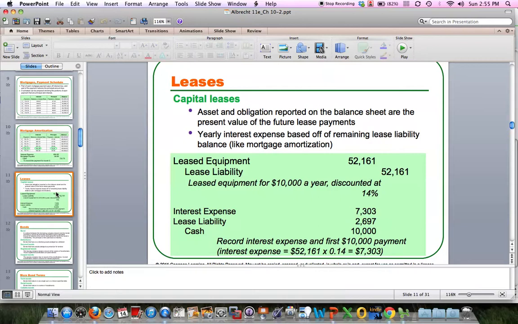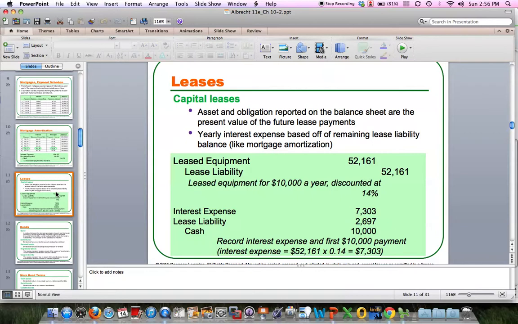And a lease really is an asset obligation reported on the balance sheet at the present value of future lease payments. And then we have a yearly interest expense based on how much lease liability balance there is. And so it works a lot like a mortgage. And initially, you can see here the initial journal entry, the one at the top, we're debiting leased equipment. And then we're crediting lease liability. You can lease an asset and effectively own it. And so that's basically what we're doing here, we're putting on the balance sheet an asset. We're also putting on the balance sheet a liability, which is the present value of all future lease payments.